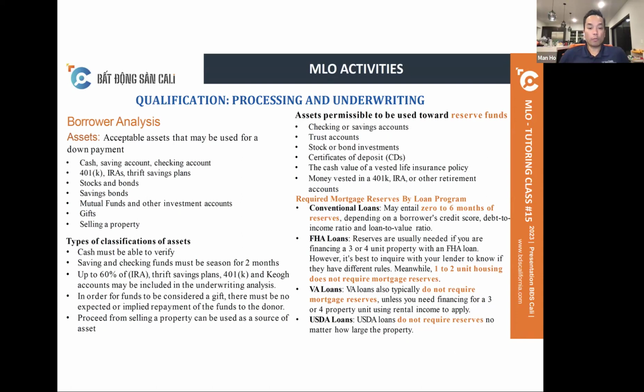So that's the whole process, okay? So like I said, when reviewing the application, there's some processing and underwriting review needed to make sure that we get an approved loan. So for the borrower analysis, including what assets, right? The acceptable assets that may be used for the down payment include cash, savings account, checking account, 401k, IRA, stock and bond, mutual fund, or any other investment account.